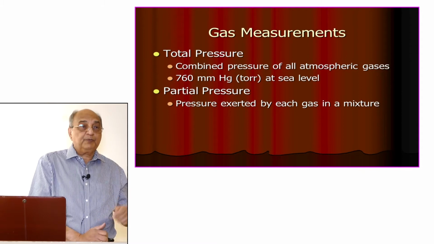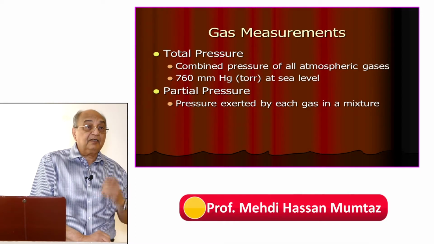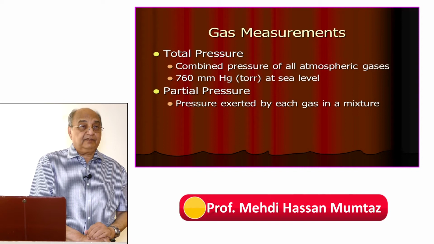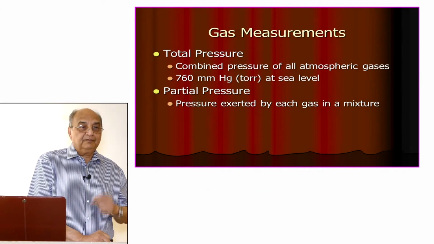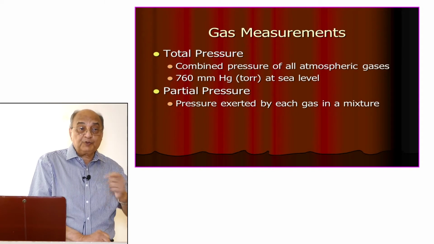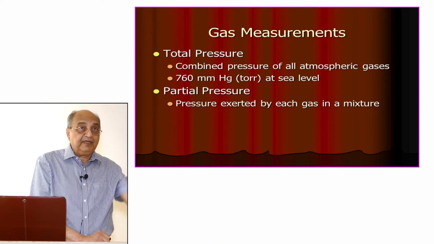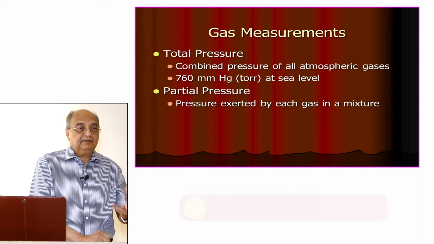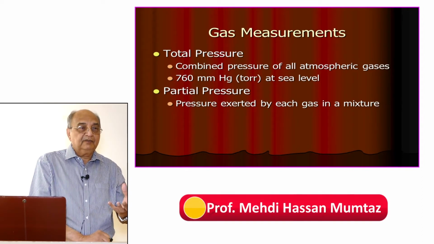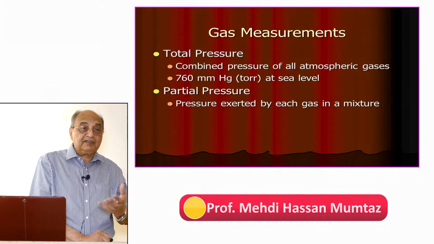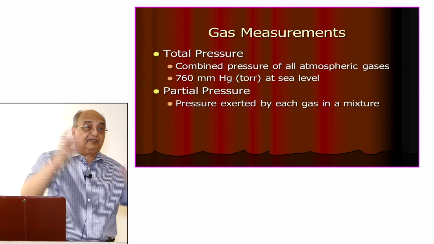If you have force per unit length, that is called tension, surface tension. Force per unit length, that is the surface tension. Force per unit area is the pressure. Now, in a mixture of gases, each individual gas exerts a pressure in proportion to its concentration.